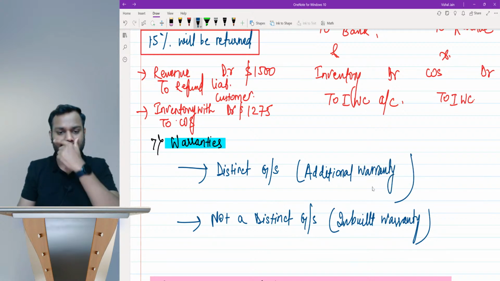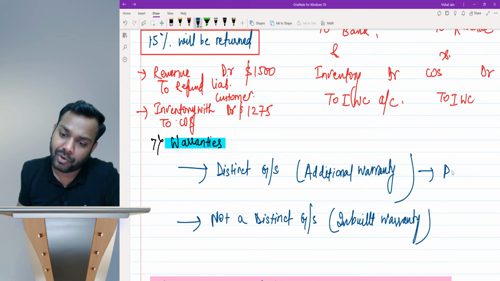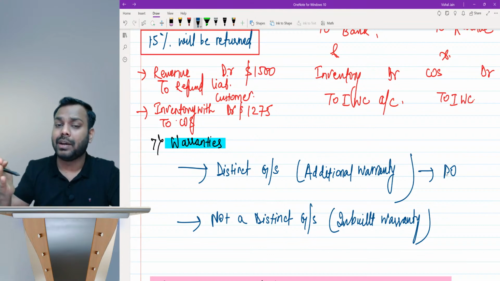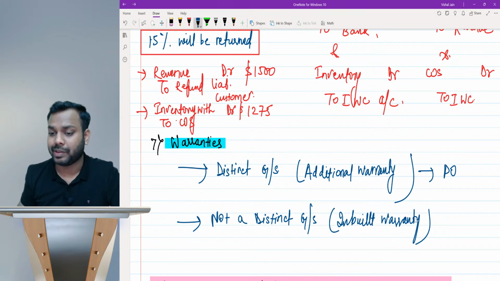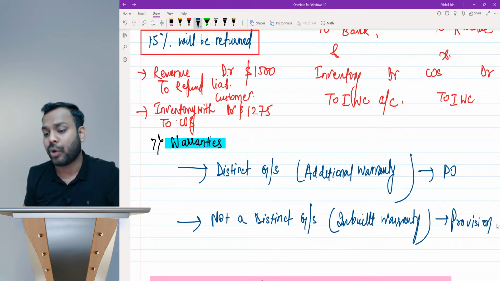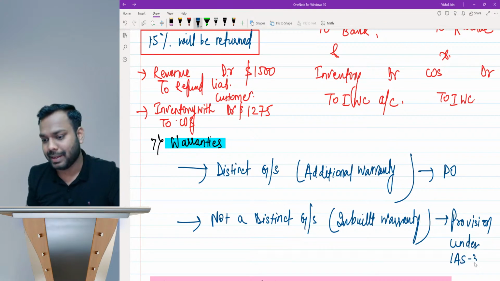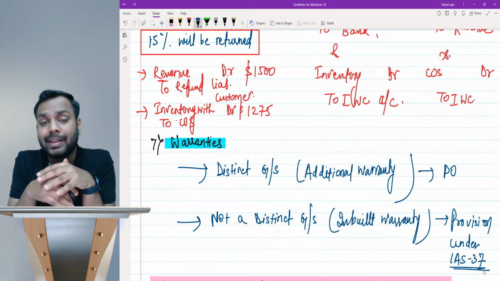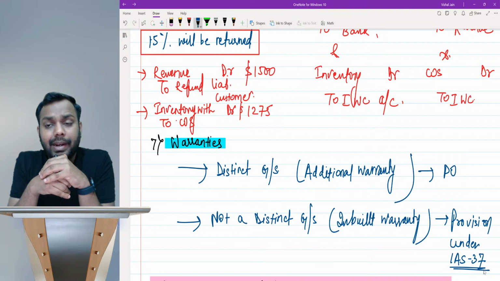So now what does the standard say? The standard says if the warranty is in the nature of a distinct good or service, treat it as a separate performance obligation. Allocate the transaction price to it and recognize revenue as and when the performance obligations are satisfied. But if this is not a distinct good or service, then make a provision for this warranty under IAS 37. Why? Because that's an obligation of the entity which the entity has to satisfy, right?